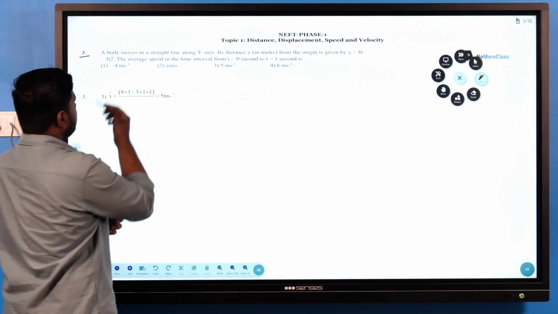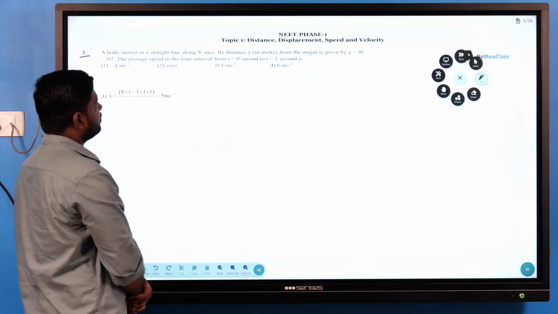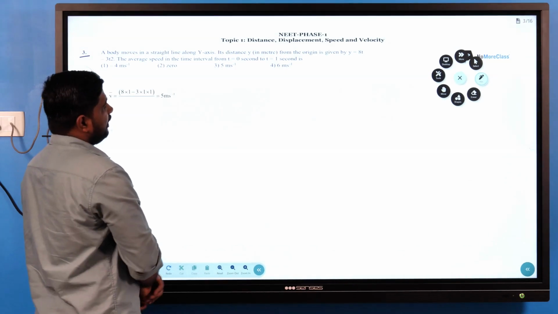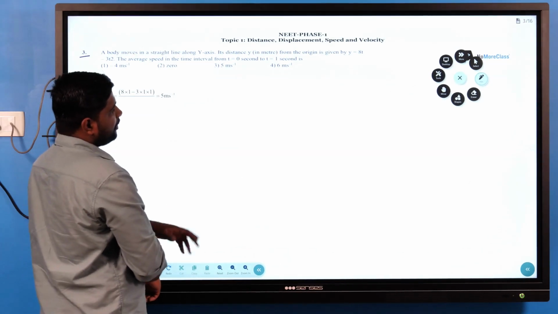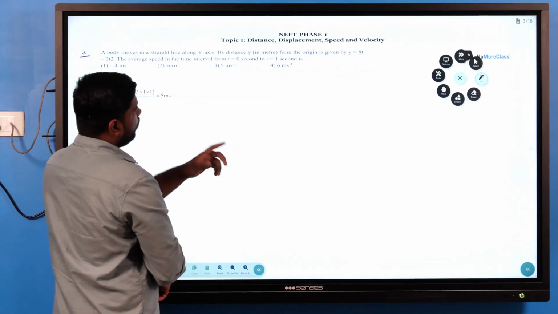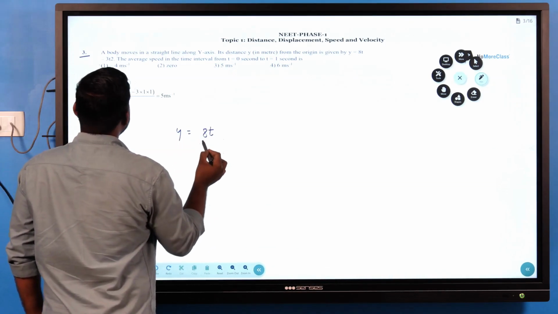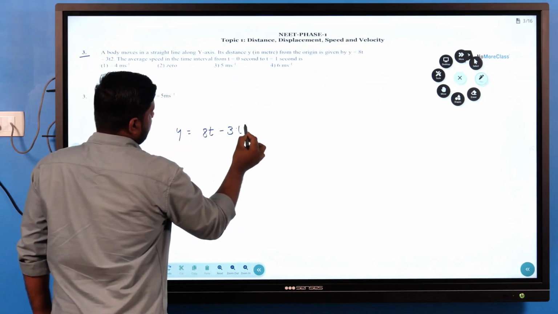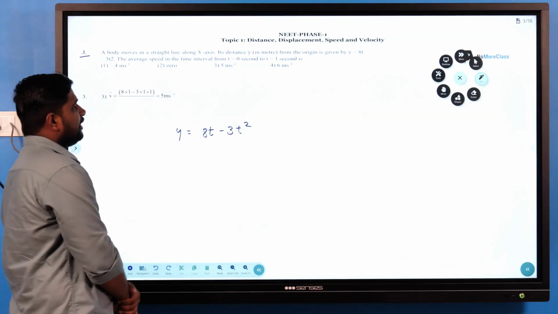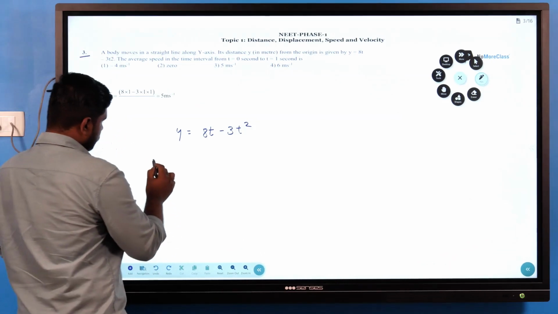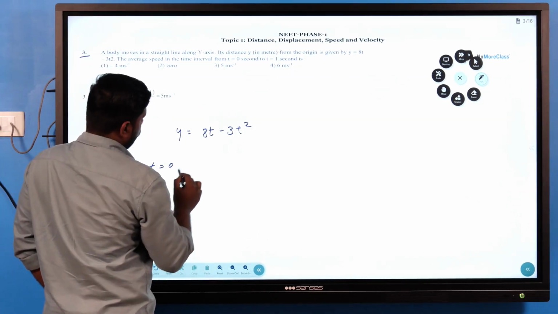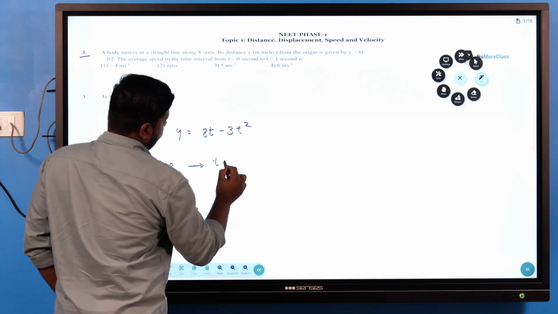The question is about a body that moves in a straight line along the y-axis. Its distance y in meters from the origin is given by y is equal to 8t minus 3t square. So, the average speed in the time interval from t is equal to 0 to t is equal to 1 second.